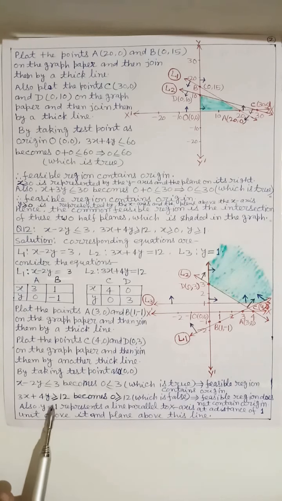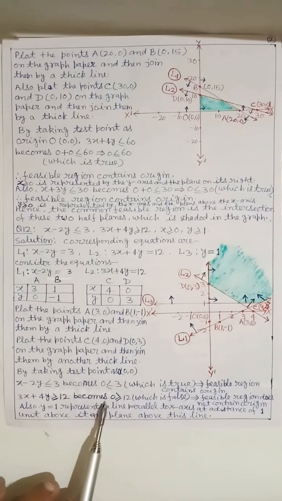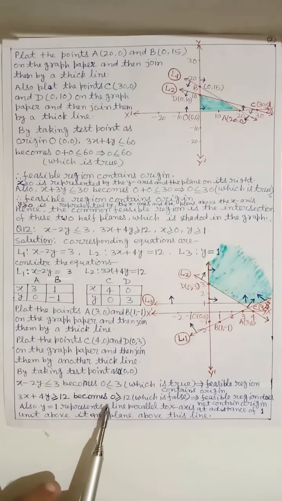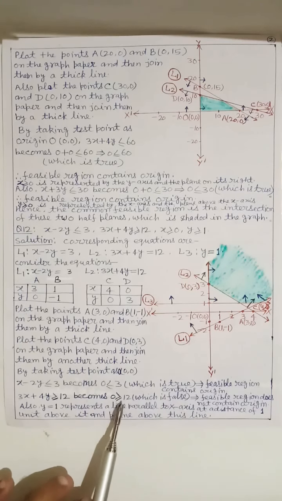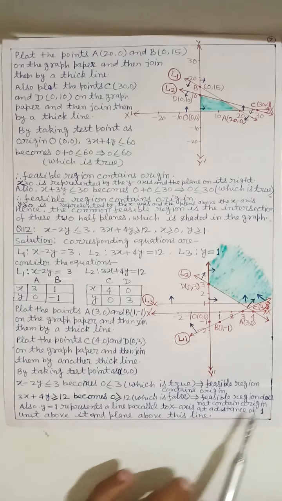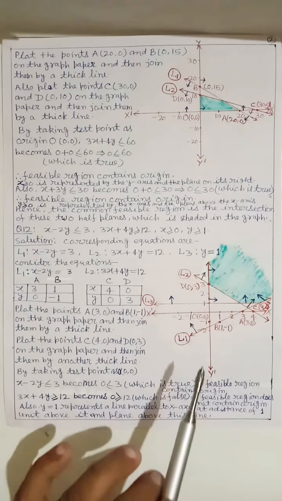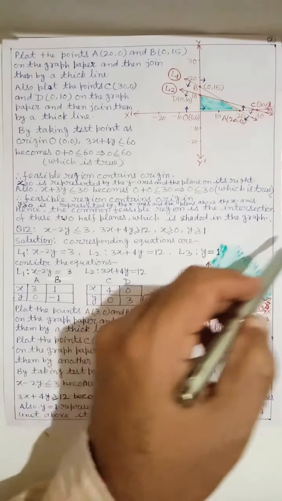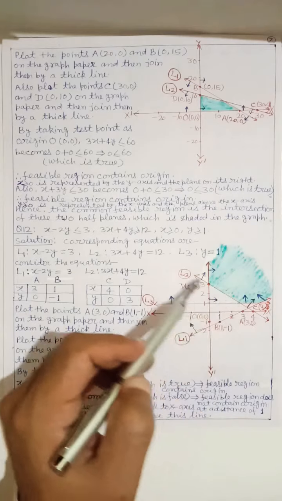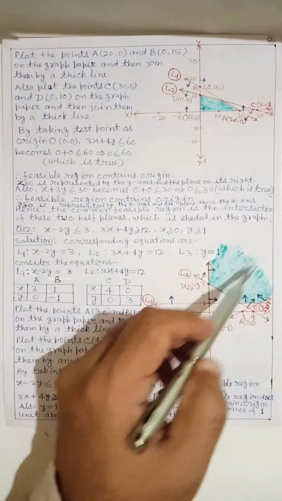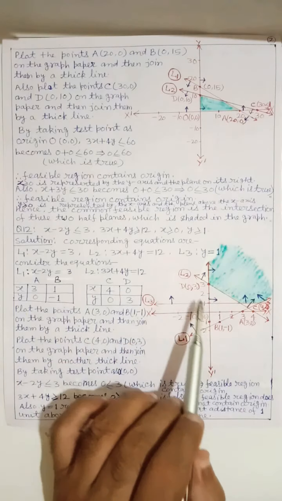For 3x plus 4y greater than or equal to 12, testing here it becomes 0 greater than or equal to 12, which is false, meaning the feasible region does not contain the origin, meaning away from the origin. Here this is the origin, away from the origin. So here this is L2, and this portion is the solution set for the line L2.